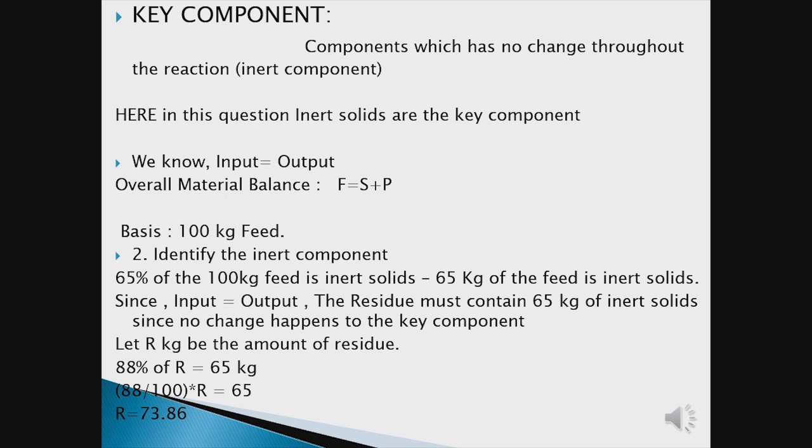So we know input equals output. All kinds of processes are steady state processes unless it is mentioned as an unsteady state process. So here we are taking the equation for the steady state process, that is input equals output. So the overall material balance is F equals S plus P. That is, the feed is equal to the product plus the residue. Now the basis is given as 100 kg feed. So for all questions, first we have learned that we should represent it schematically, and now we should write the basis. The basis can be feed or product or anything. It is a basic step in doing a problem.